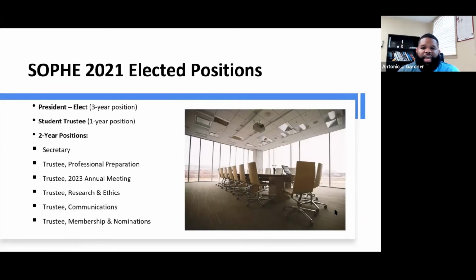This year, we will have 8 positions on the ballot for the Sophe membership to vote upon. The positions are president-elect, student trustee, and secretary, along with the trustees for professional preparation, 2023 annual meeting, research and ethics, communications, and membership and nominations. Each position is a 2-year term with the exception of the president-elect position, which is a 3-year term comprised of 1 year as president-elect, 1 year as president, and 1 year as immediate past president, and the student trustee position, which is a 1-year appointment.